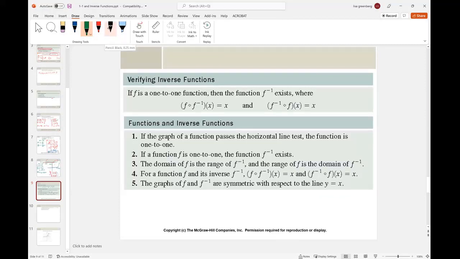So verifying inverse functions. If f is a one-to-one function and the inverse exists, then when we take the composition of the two of them, they always equal x. So if we look at it like this, we can almost look at it like, oh, if I cancel that, I get whatever's left, right? If I cancel that, I get whatever's left. So if I were to draw a picture of this, because sometimes pictures really help.